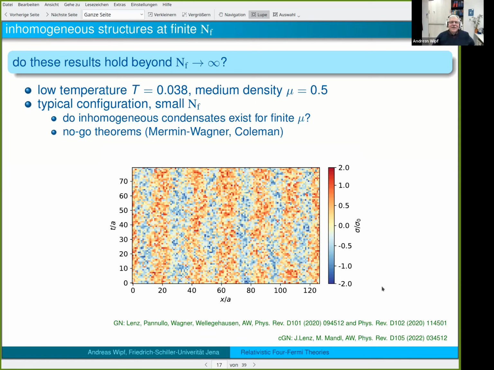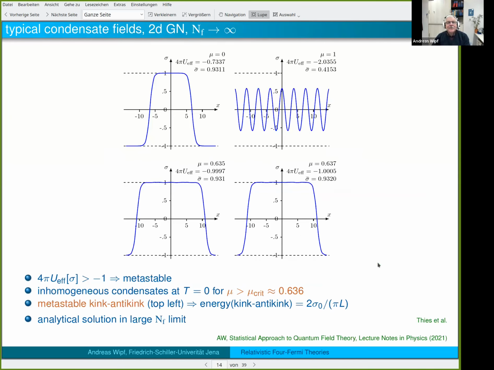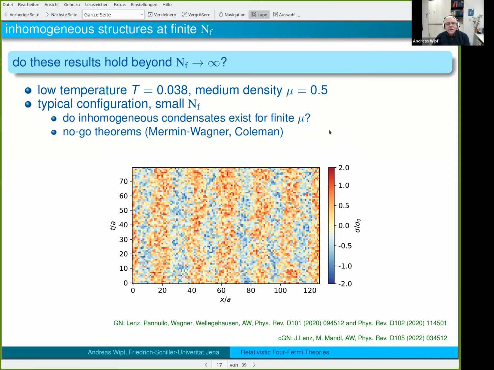So it could be something like this one here, which you see, this crystal type structure. And I think this was for 2 flavors, if I remember correctly. So we said, well, there seems to be some trace of inhomogeneous structures, even for a small number of flavors. But then we looked more carefully into this model, and later on into this 3-dimensional model.